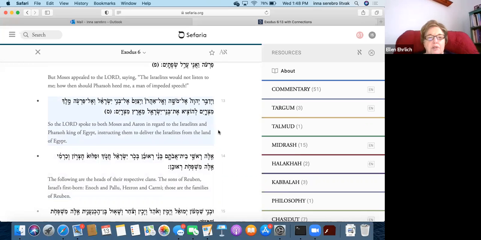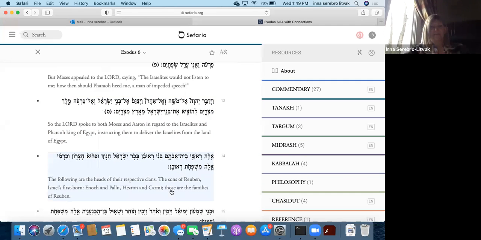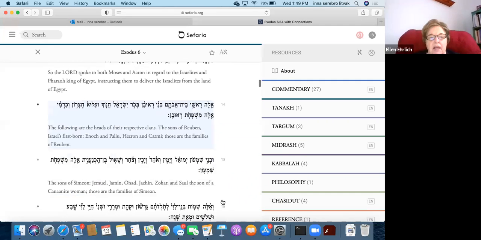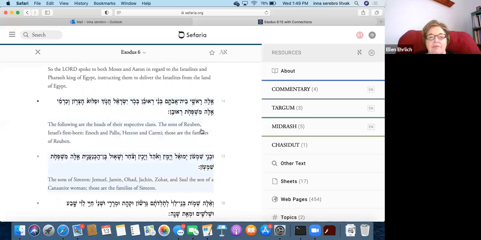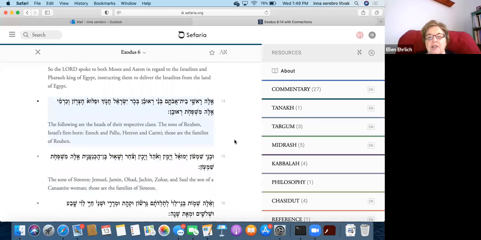So the Lord spoke to both Moses and Aaron in regard to the Israelites and the Pharaoh, king of Egypt, instructing them to deliver the Israelites from the land of Egypt. The following are the heads of their respective clans. The sons of Reuben, Israel's firstborn: Enoch and Pallu, Hezron and Carmi. Those are the families of Reuben.